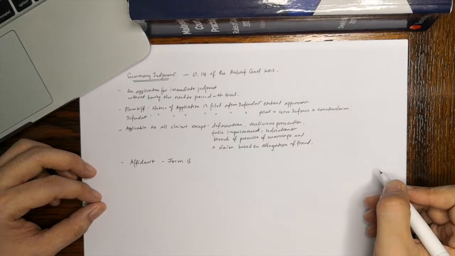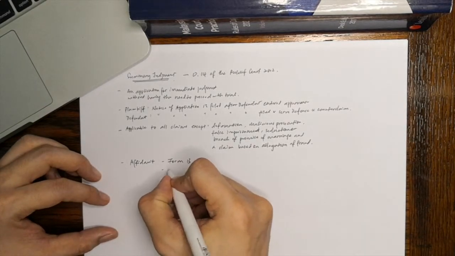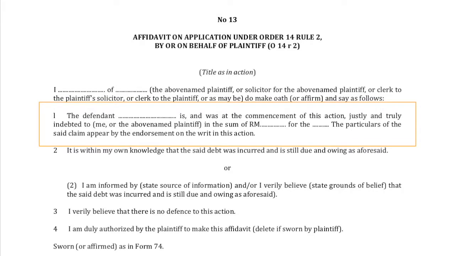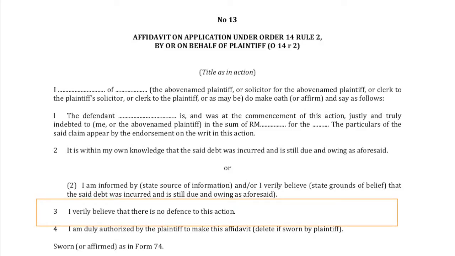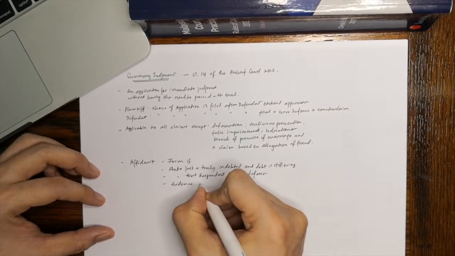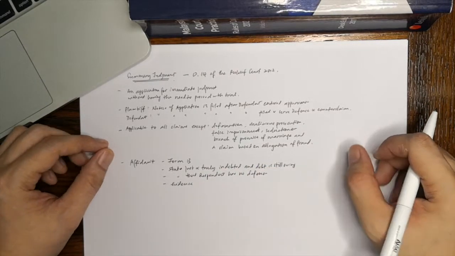The affidavit must be in accordance to Form 13 prescribed in the Rules of Court 2012, where the deponent must state that at the commencement of the action, the respondent is justly and truly indebted to the applicant the said amount and that the debt is currently still owing. He must also state that he believes that the respondent has no defense to the claim. Basically, the applicant must produce evidence to show that the claim or debt cannot be disputed and there is no reason why the respondent shouldn't pay.